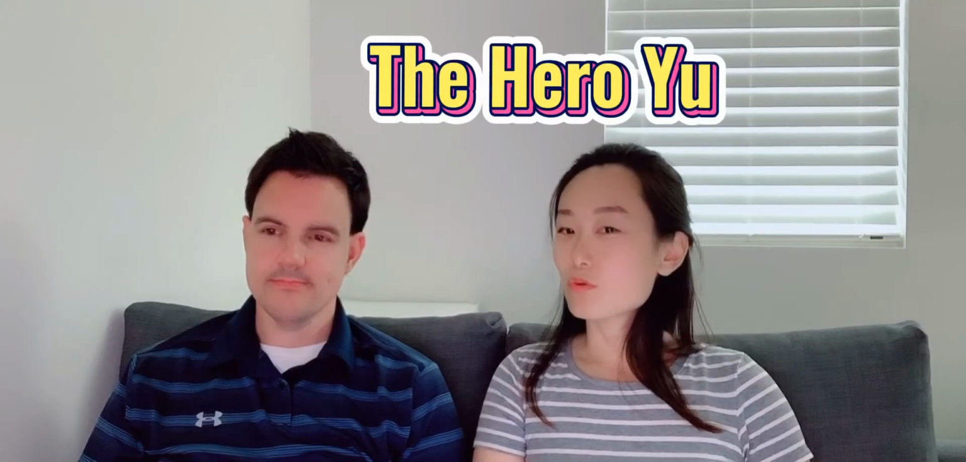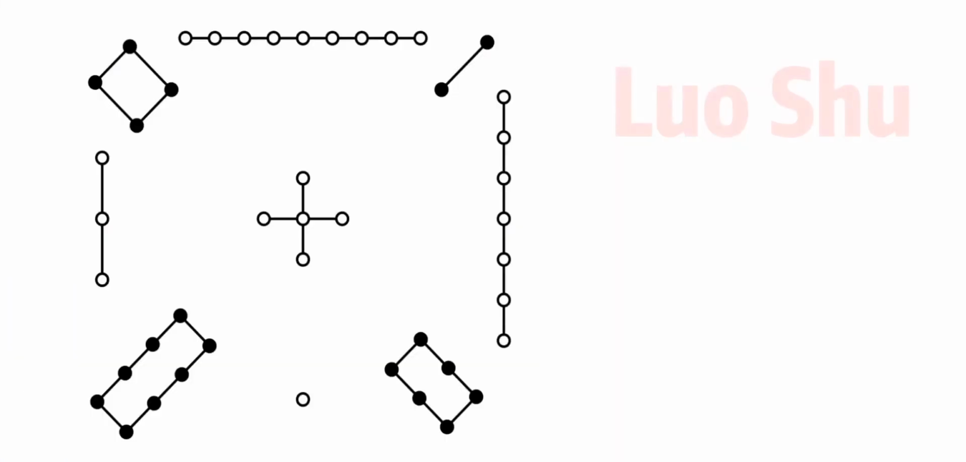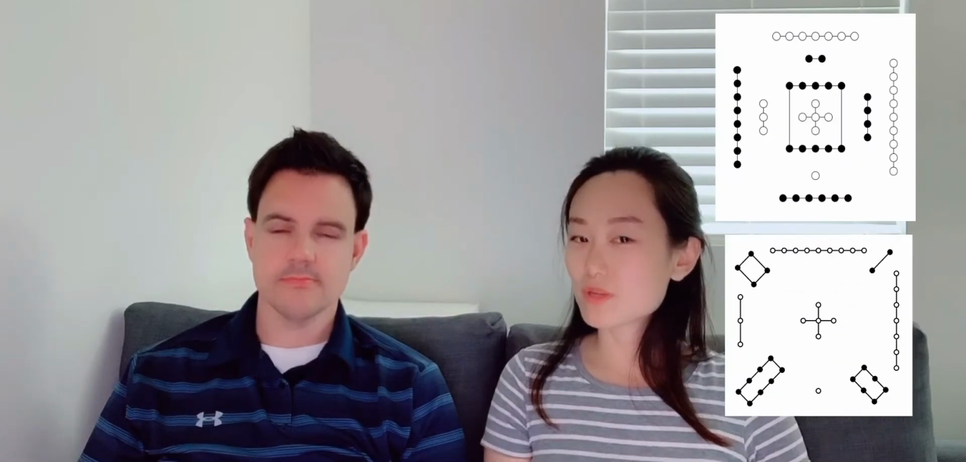After 5D, the hero Yu became the ruler. It is said people found another black and white dot graph on a huge turtle shell from the river Luo and submitted it to Yu. This graph is called Luo Shu, so He Tu and Luo Shu became 2 mysterious patterns which enlightened Chinese culture.